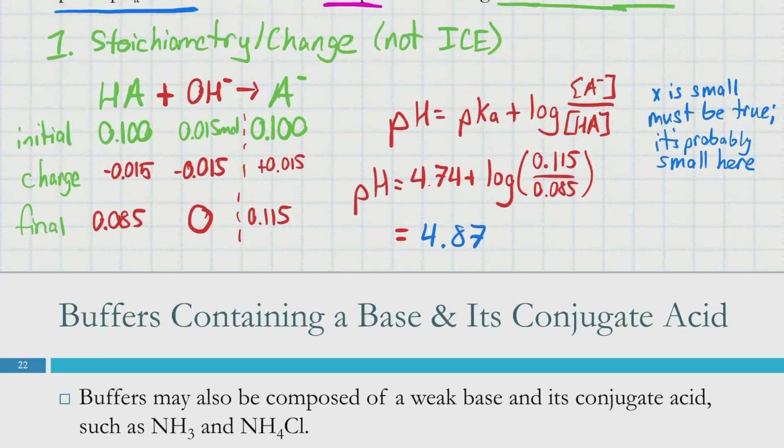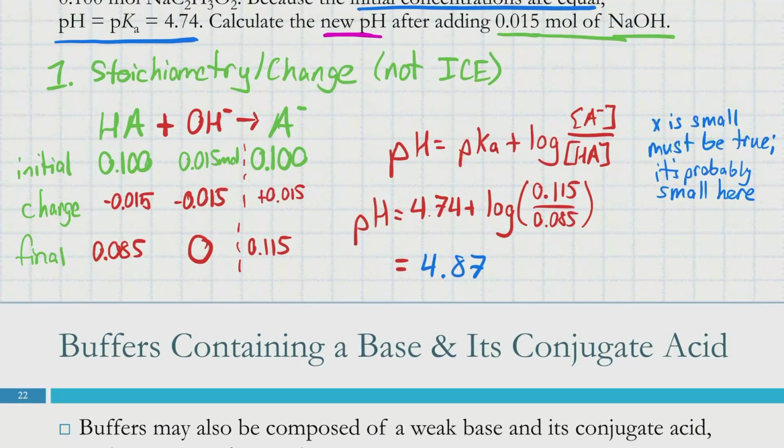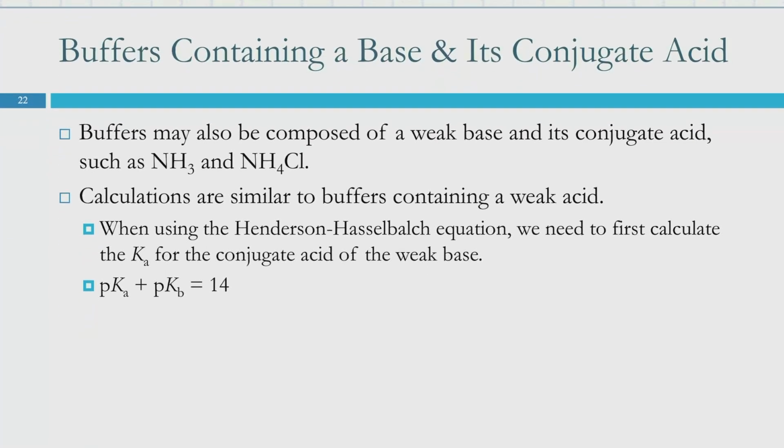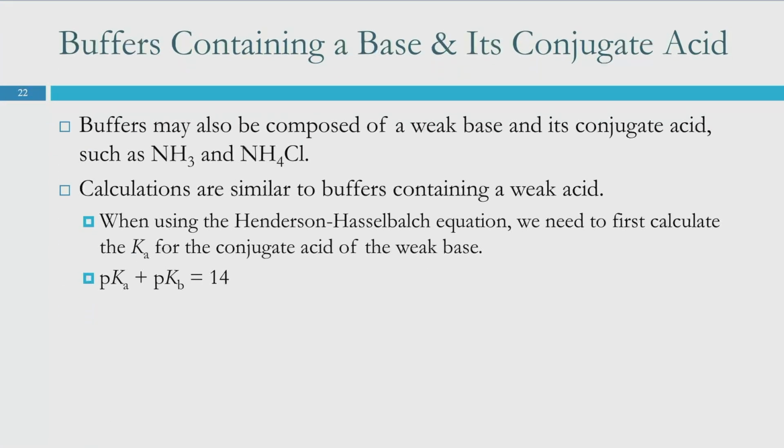But if you really want to check that x is small, you can try the x is small approximation from an ICE table. Shouldn't take too long. And then you'll probably come up with something that looks okay based on that. We used it there because it's Ka of 10 to the minus 5, and we are in 10 to the minus 1 sort of territory for our concentrations.